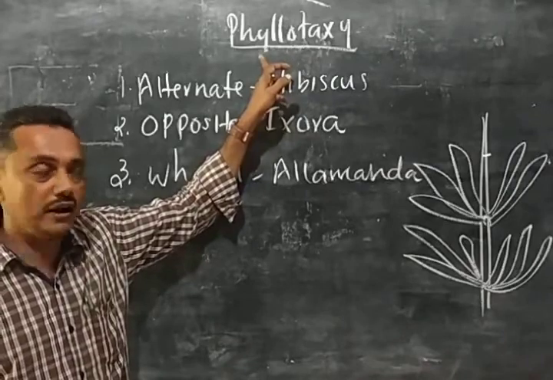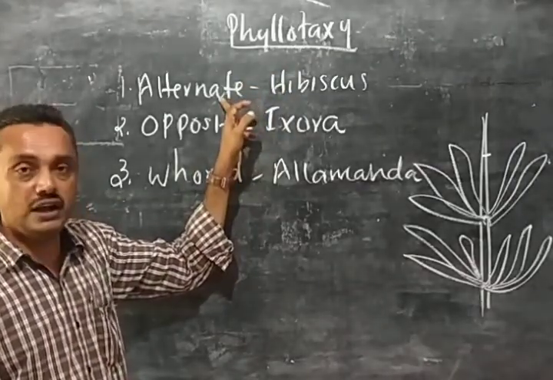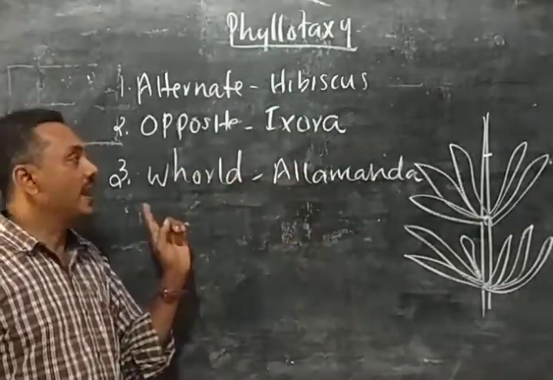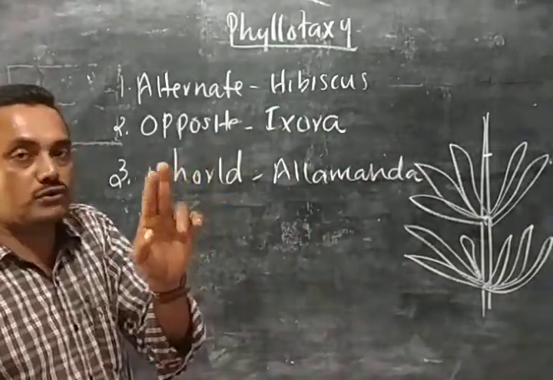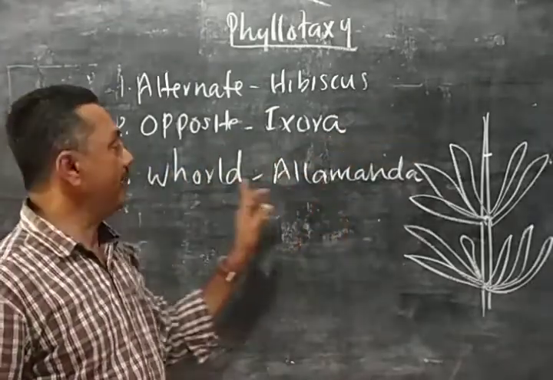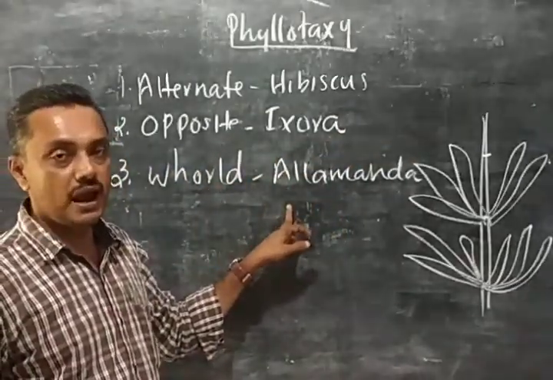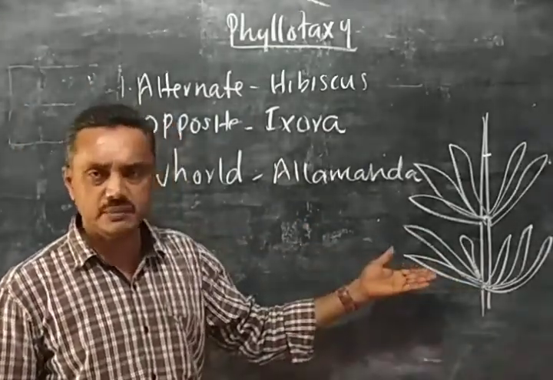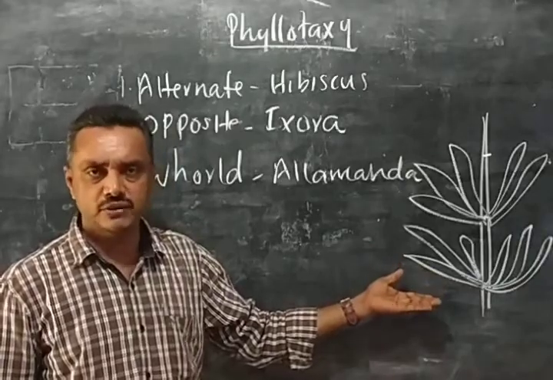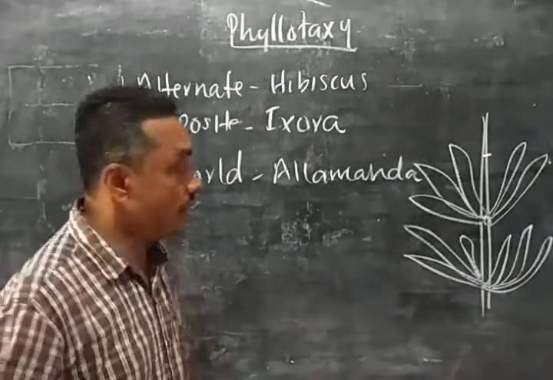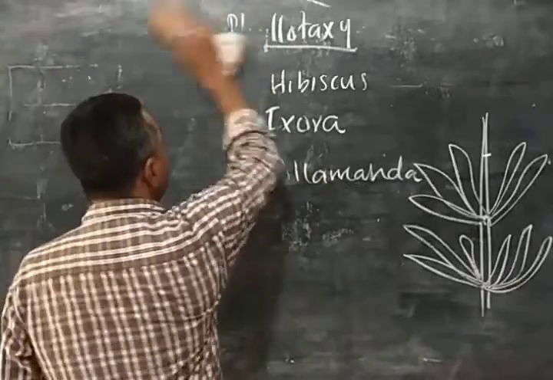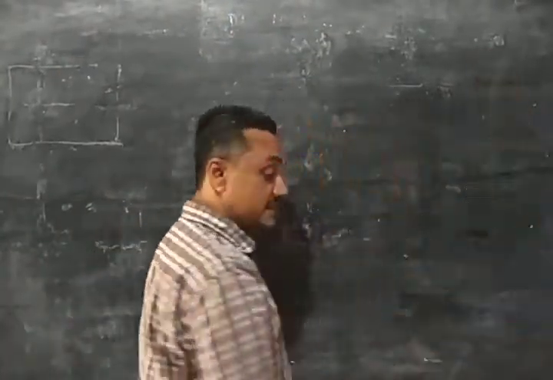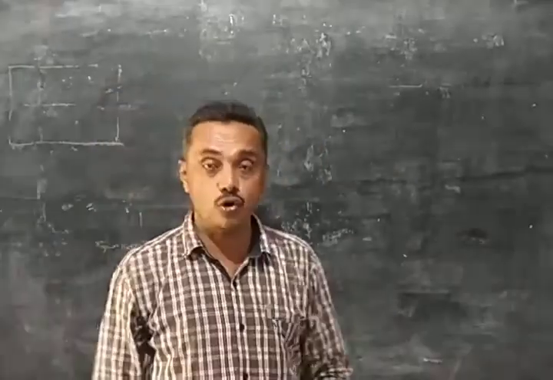So in alternate phyllotaxy, from one node, one leaf originates, arranged in an alternate manner, one towards that side, one towards this side. In opposite phyllotaxy, from one node, two leaves originate, arranged in an opposite manner. And in whorled phyllotaxy, as in Alamanda, from one node, numerous leaves originate. You can see many plants in the surroundings as examples. This is an important question. Carrying the examples is important. Questions carry 1 or 2 marks.